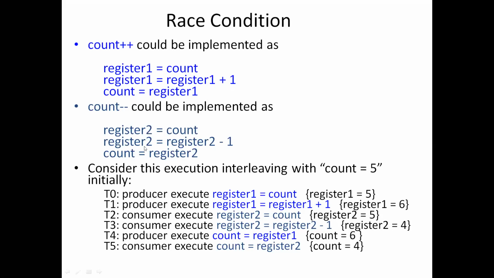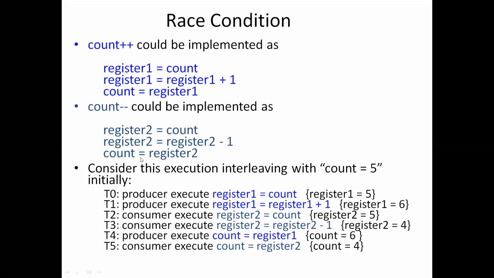Next we'll come to the consumer's part, that is count minus minus. Count minus minus can be implemented like this by using registers. Count will be loaded into register 2. The initial value of count we have assumed is 5, so 5 we are storing in register 2. The next statement is register 2 equal to register 2 minus 1. Register 2 has the value 5, which is decremented by 1 and stored in register 2. That is 5 minus 1, so 4 will be stored in register 2.